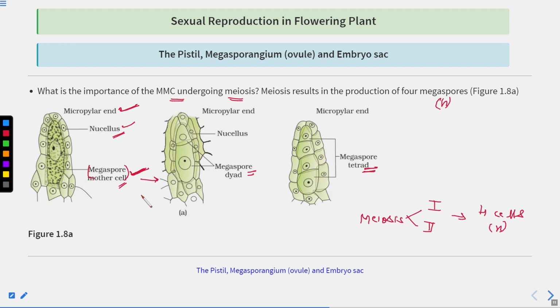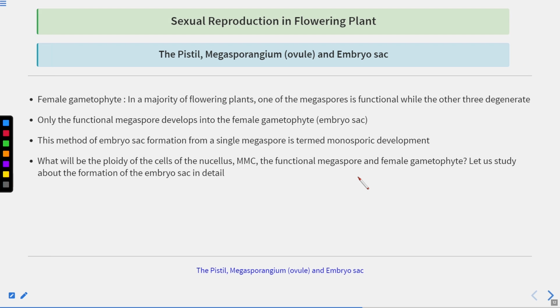So here meiosis is happening. Meiosis 1 leads to the formation of a dyad, and then meiosis 2. After meiosis you get 4 unique haploid cells.